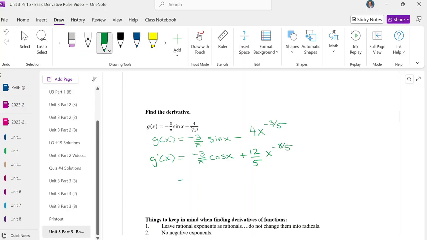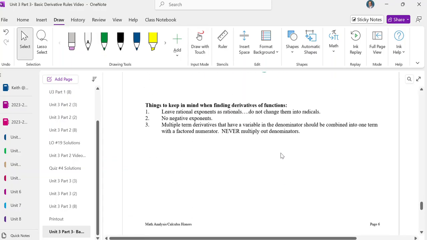And then we're going to move that to the front or to the top, so it's 12 over 5 x to the 8/5. So here's something to keep in mind when doing derivatives. Leave rational exponents as rationals, do not change them into radicals. No negative exponents, and multiple term derivatives that have a variable in the denominator should be combined into one term. We don't have to multiply out the denominators.